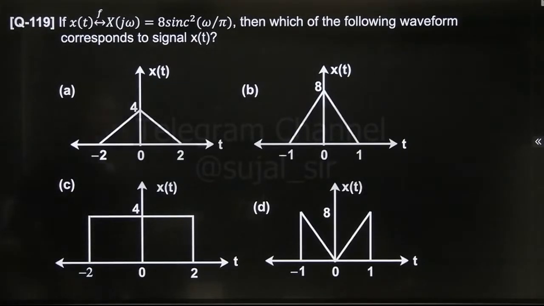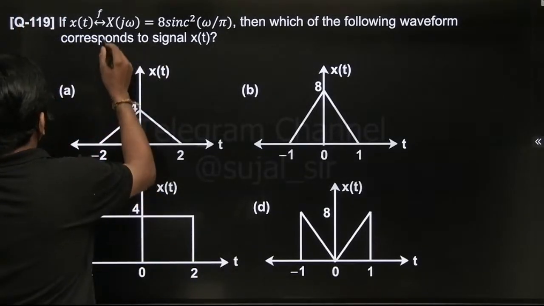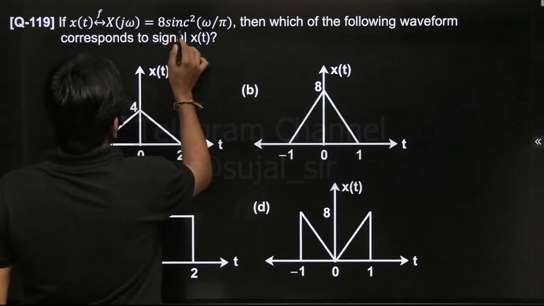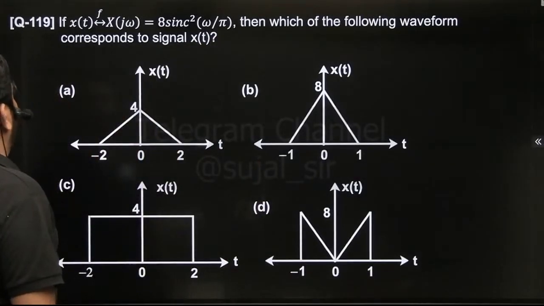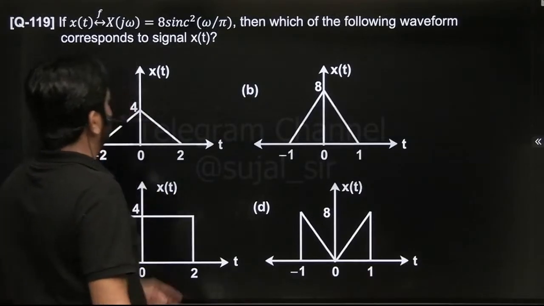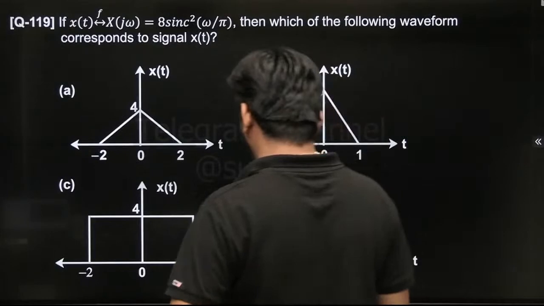Okay, so how to solve this question? x of t, whose Fourier transform x of j omega is 8 sinc square omega by pi. Which of the following waveforms corresponds to x of t, guys? You are getting sinc square omega by pi here, so the standard format you have to remember.